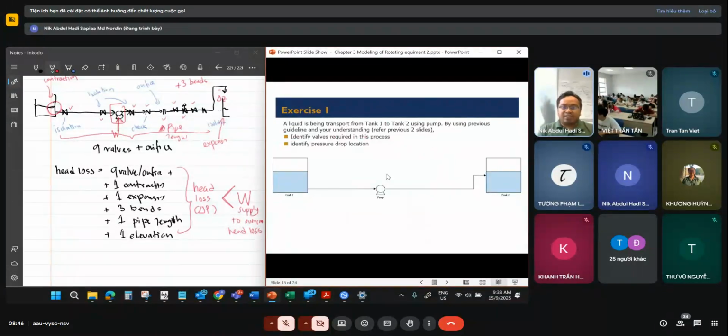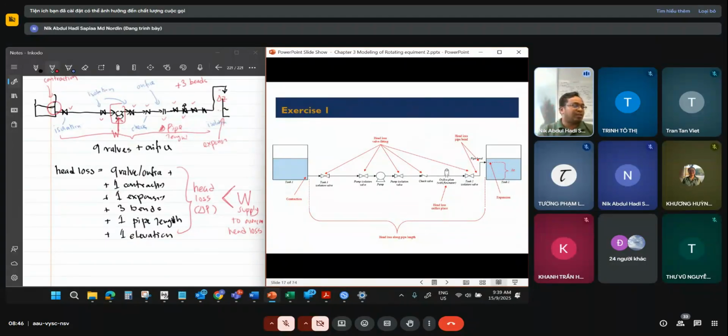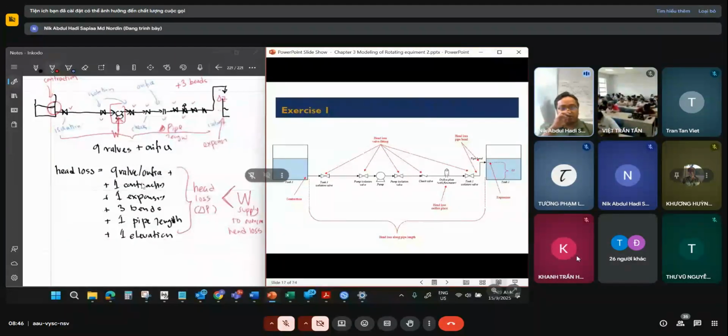So if you look into the slides here, there should be one that represents a control valve, plus another two that represent the isolation. So is that clear? Okay, before we take a break, so why these 9 valves?